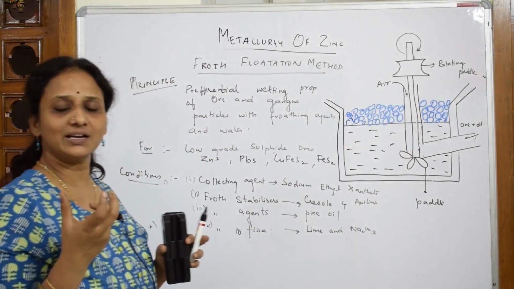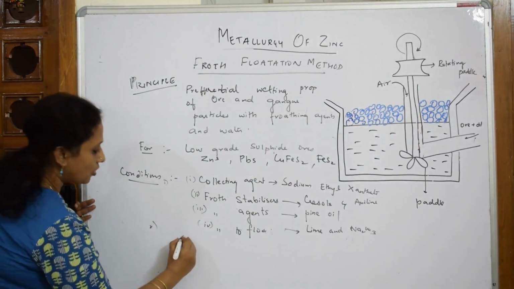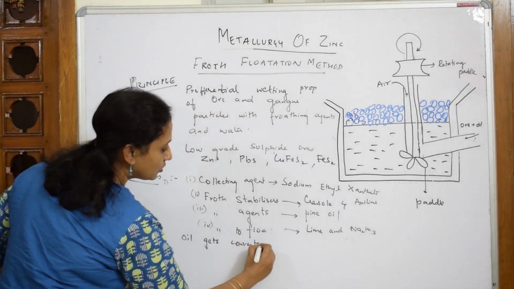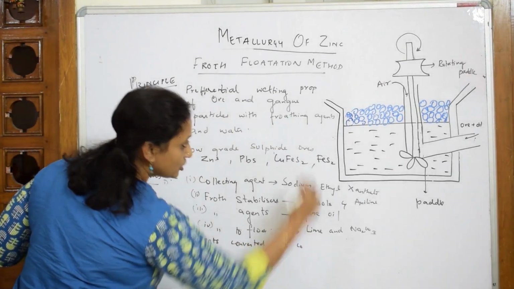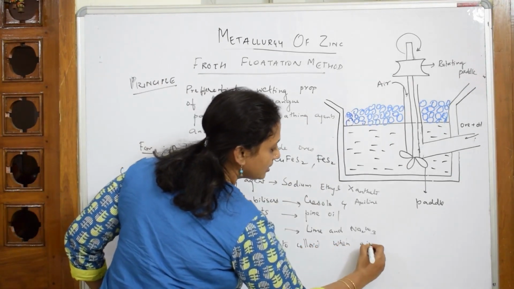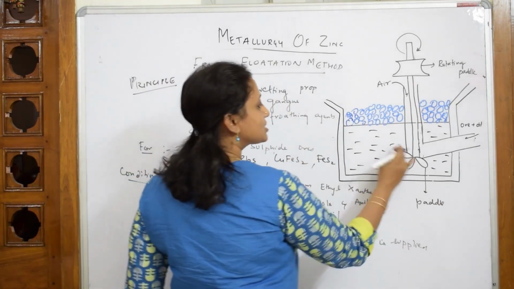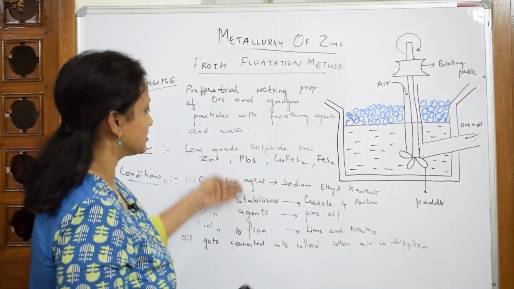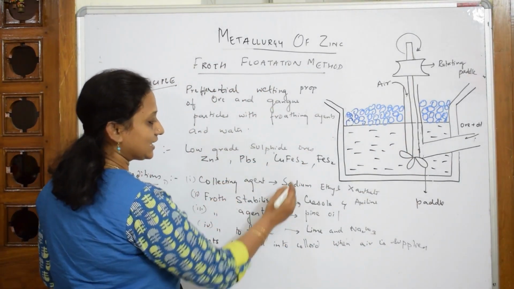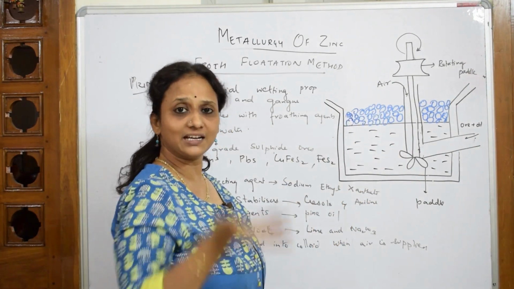You all very well know colloid, isn't it? Colloid is an aggregation of molecules. So your ore gets converted into colloid when you are supplying the air pressure. Slowly, because of these agents, the froth stabilizer, frothing agent, and froth floater, and the collecting agents, they start collecting that froth and get collected on the surface.